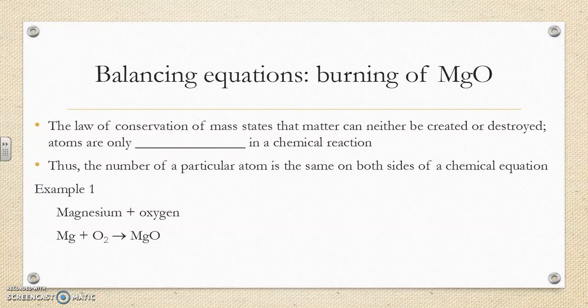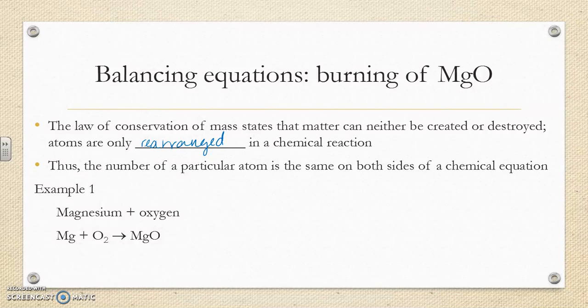Okay. So, how do we balance an equation? If you have the burning of magnesium, the law of conservation of mass says that matter cannot be created or destroyed. Atoms are simply going to be rearranged in a chemical reaction. So that means that what you have on one side might not be the exact same thing that you have on the other side, but the number of each atom will be the same.